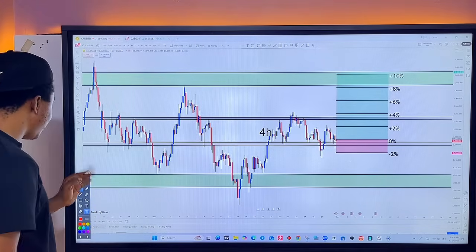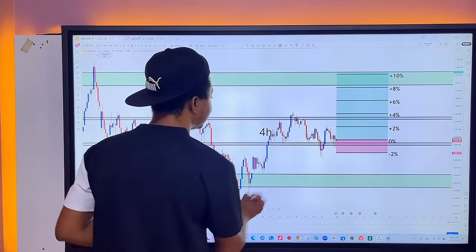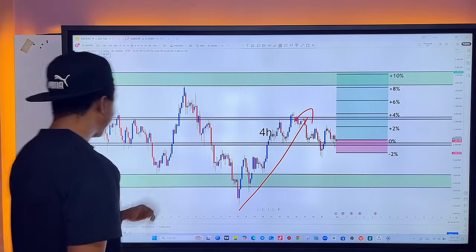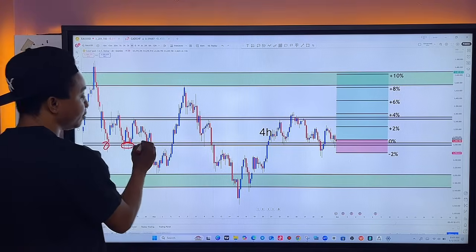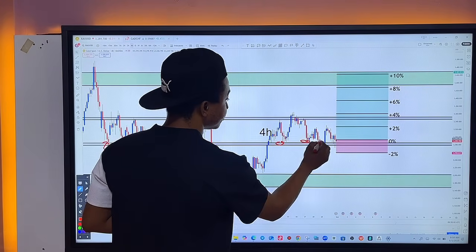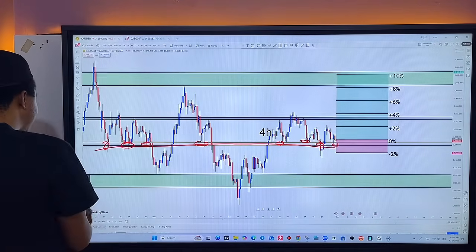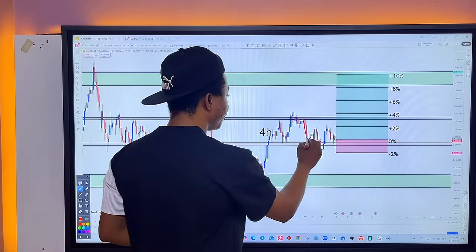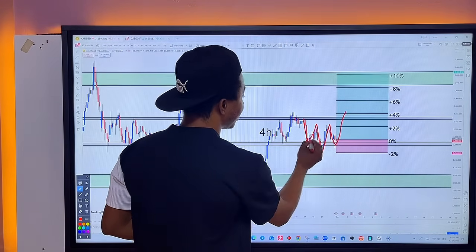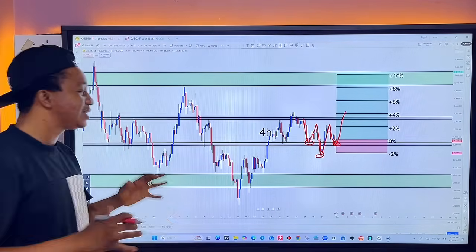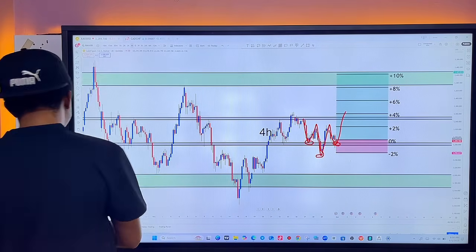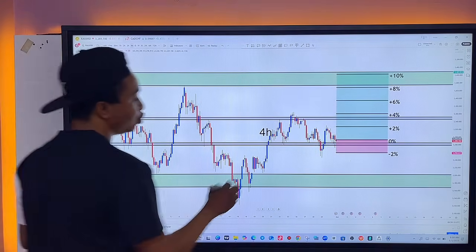Look at this. The first reason is price is in an uptrend. That's number one. Number two is that price is on a strong level of buy pressure. Number three is that price has given us a reversal formation, which is this head and shoulders formation. So everything clearly here on the 4-hour time frame states that price should be moving all the way to the upside.